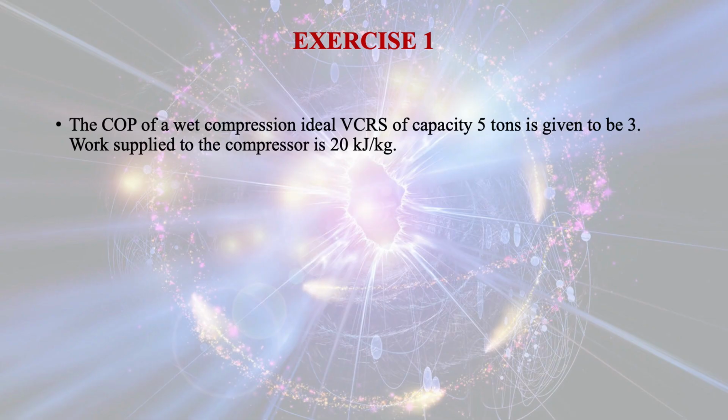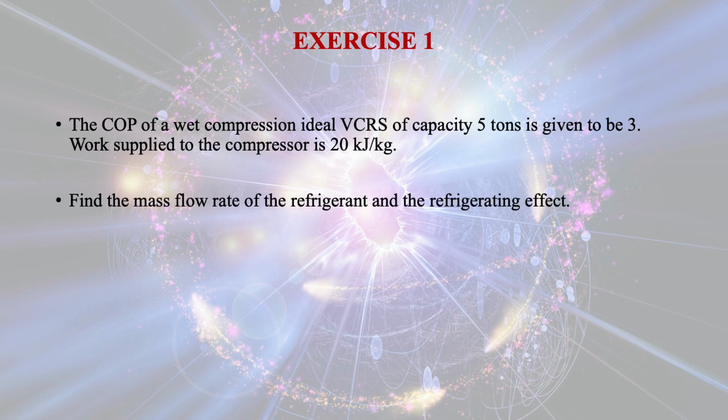Now let us discuss a very interesting numerical. The COP of a wet compression ideal vapor compression refrigeration system of capacity 5 tons is given to be 3. Work supplied to the compressor is 20 kJ per kg. Find the mass flow rate of the refrigerant and the refrigerating effect.